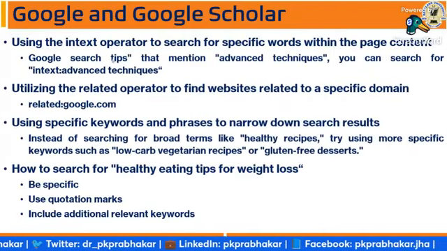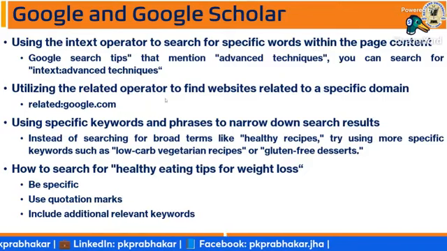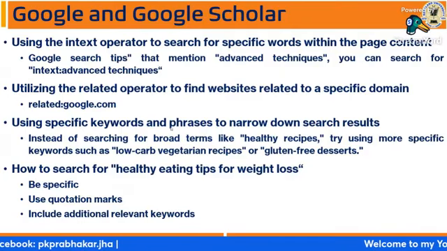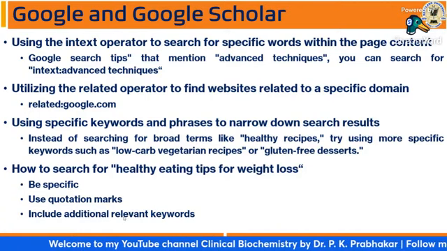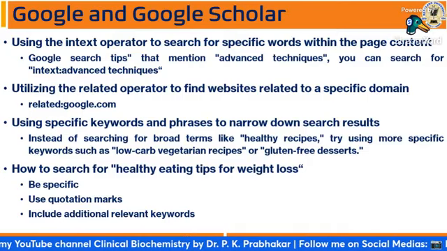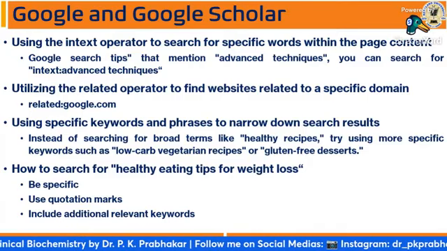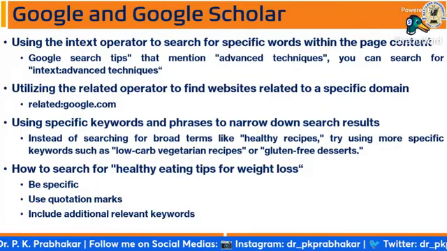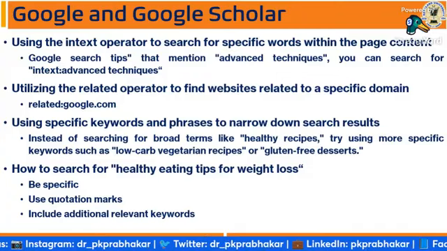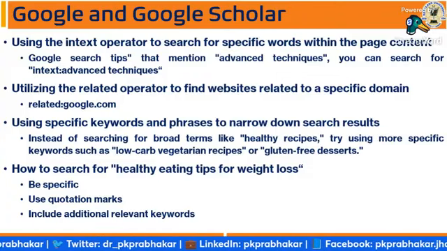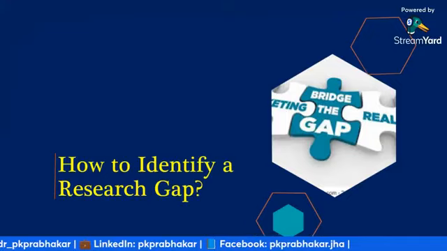Use the index operators to search for specific words, and use the related operator to find websites related to specific domains, like related:google.com. Use specific keywords or phrases to narrow search results, be specific, use quotation marks and relevant keywords. So these are different tools and techniques for how Google search engines can be used very efficiently. The suggestion is to use Google Scholar and save all your search results into your Google Scholar library, logging in with your account. So this was related to literature search and different search tools.